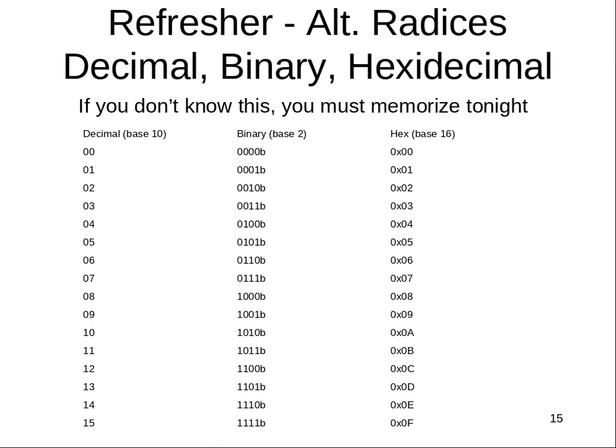So let's see, radices, is that how you say radices? Good. Decimal, binary, and hexadecimal. If you don't know this, you must memorize it tonight. Good, because on Friday, I won't grill you. So there's the binary. The idea is that in hex, you can do 0x, and then this is the hexadecimal digit. It goes from 0 to F. Hopefully everyone's familiar with that. Here's the binary version. Ends with a B. That's the same thing, but with 1s and 0s. And of course the decimal's over there.